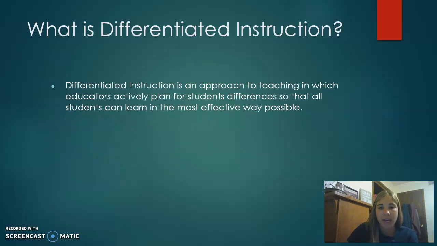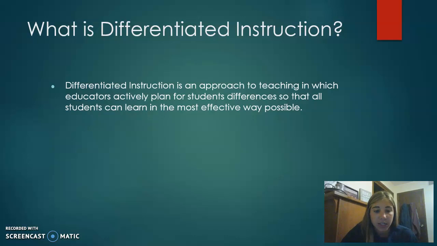So it starts off by asking, what is differentiating instruction? It's basically an approach to teaching where students come together and learn in the most effective way possible. It addresses students' needs around their learning style. It's a powerful way to address and provide learning opportunities for students.